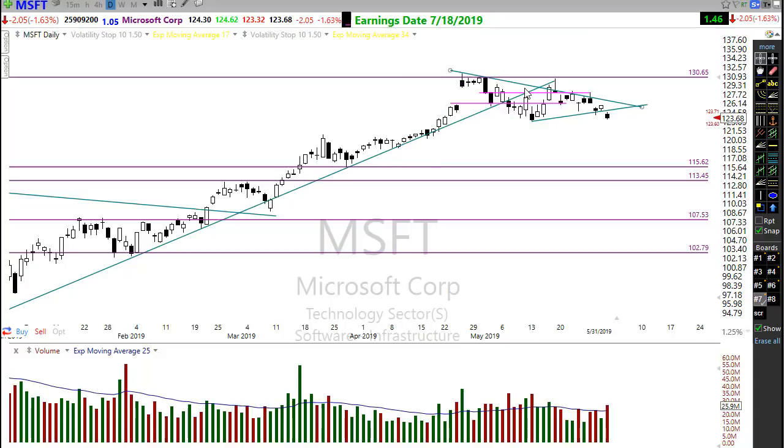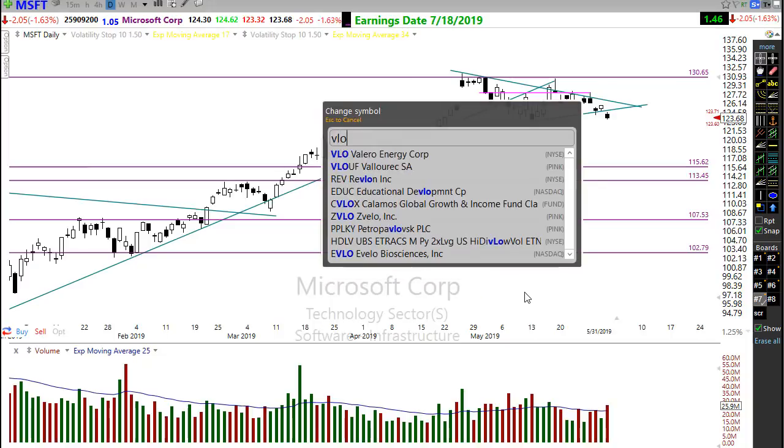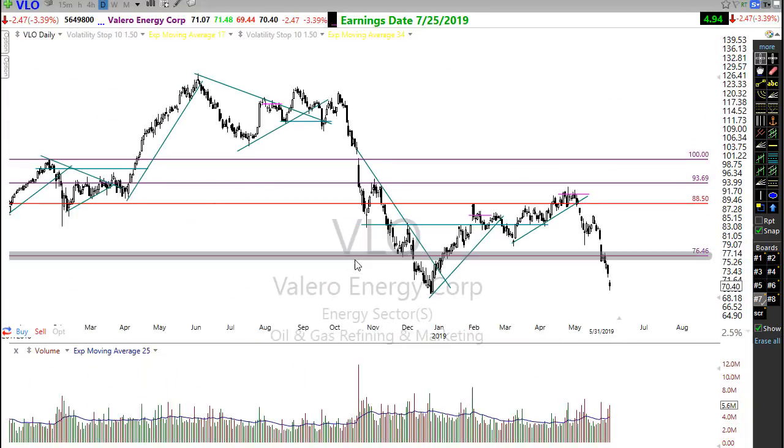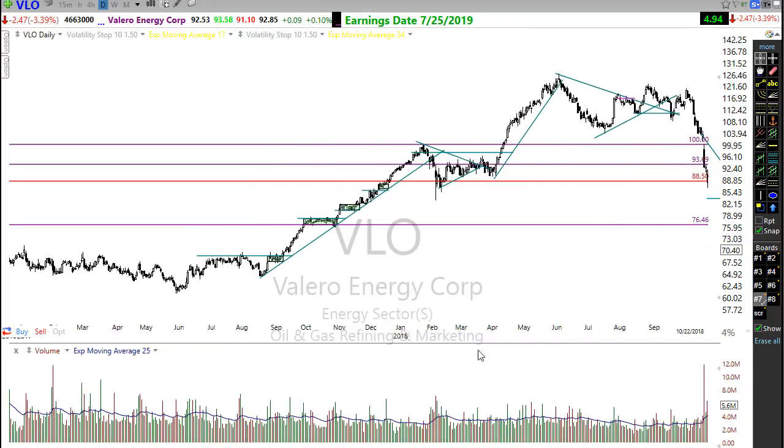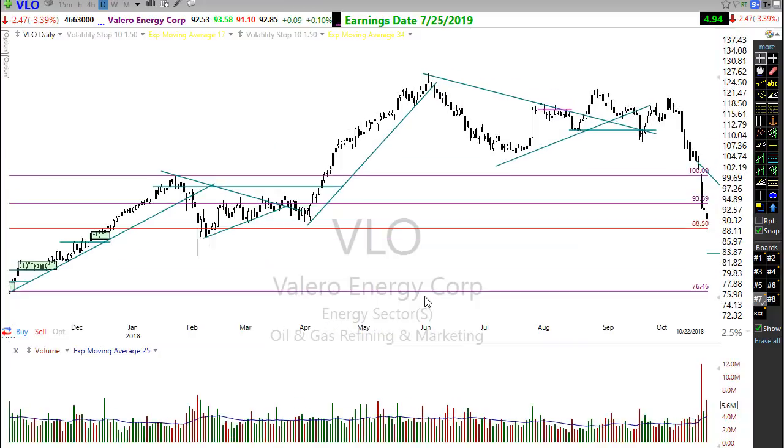One that we did that was just, you couldn't have picked a better trade. This was some time back, right in here. We did this with Valero. We got into this trade on Valero and we were up massively in this trade. It just kept going up. And we were up like 140% on the trade.